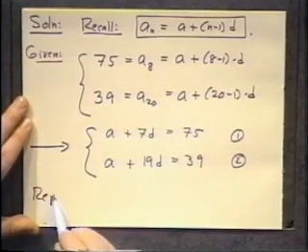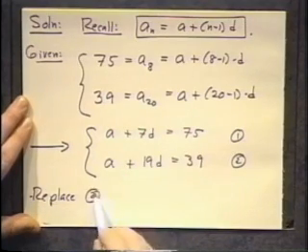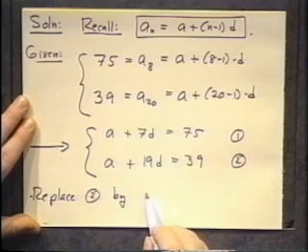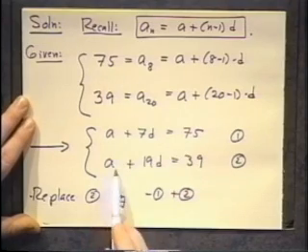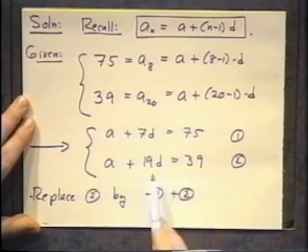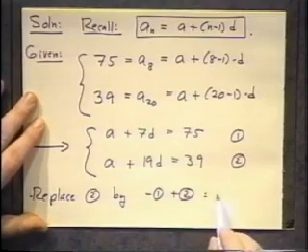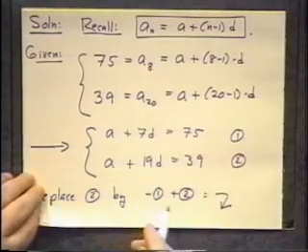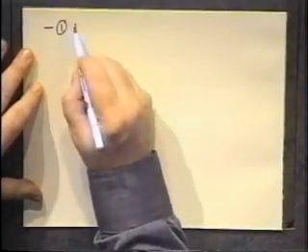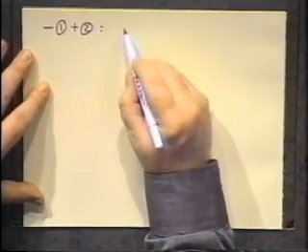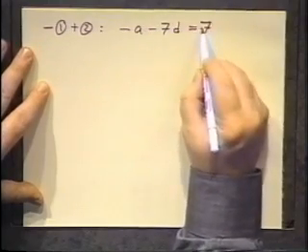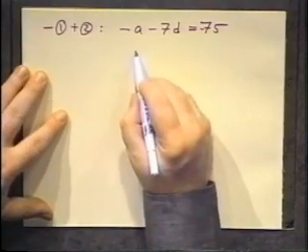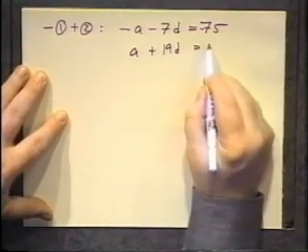I am going to replace, say, 2 by minus 1 plus 2, because I know that if I multiply this by minus 1 and add it, that will get rid of this a, leaving an equation only in d, and that will certainly make me happy. So I'll go to the next page and compute my minus 1 plus d. The minus 1 gives minus a minus 7d equals minus 75. Then the 2 is a plus 19d equals 39.